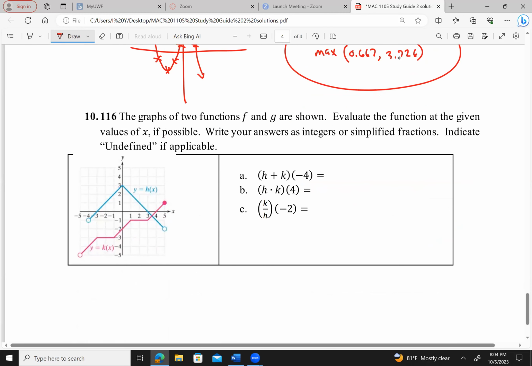And lastly, we did this in class, but we'll look at it again. We're looking at h of -4 plus k of -4. So I look on h, which is blue, and I look at -4, which is right here. It's an open circle, so this is undefined.